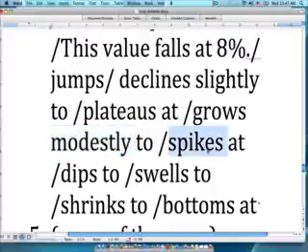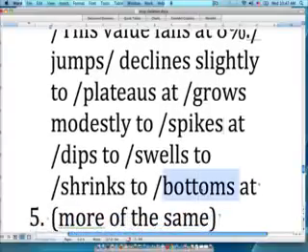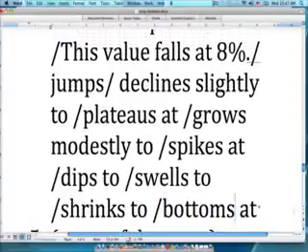Spikes at. So if the value goes up very sharply and then maybe comes down a little bit, this is a spike. Spikes at. Dips to, which means falls to. Swells to, gets bigger. Shrinks to, gets smaller. Bottoms at, which would be the lowest value in the graph or whatever you're being shown. Okay, I hope a few of those phrases are helpful.